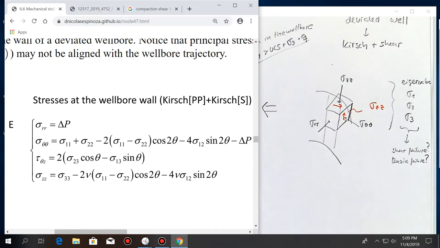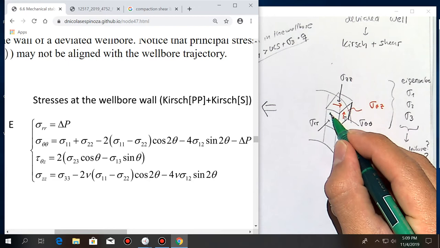That's what you have to ask. And there is one more thing to notice over here. Since now sigma CC and sigma theta are not principal stresses anymore, that means that your principal stress is going to be rotated. And it also means that if you have a tensile fracture in this case, it's not going to be aligned with the direction of the wellbore, but it's going to be at some angle.